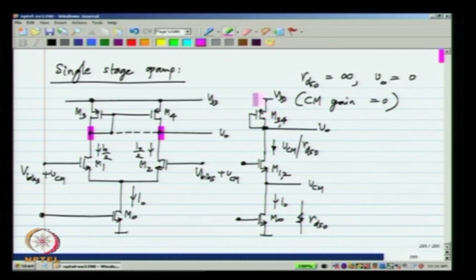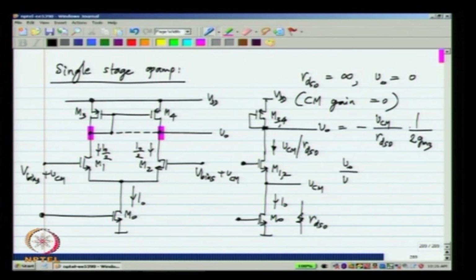And that incremental current flows into the GM of M3 and M4 in parallel. So, the output voltage will be nothing but minus VCM by RDS0, and the impedance looking into the diode connected transistor will be the combined GM of M3 and M4, which will be 1 over 2 GM3.